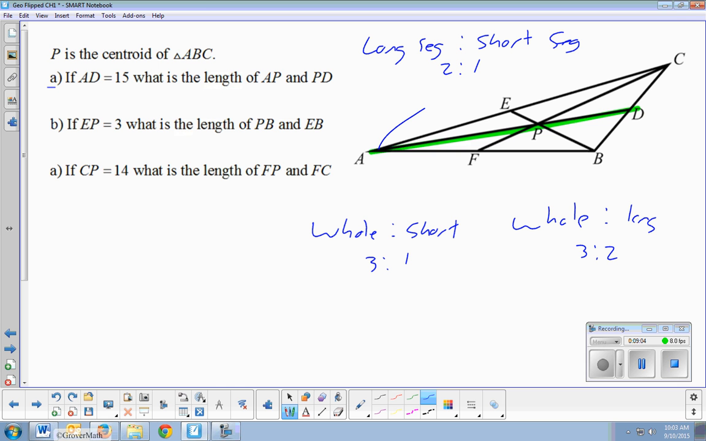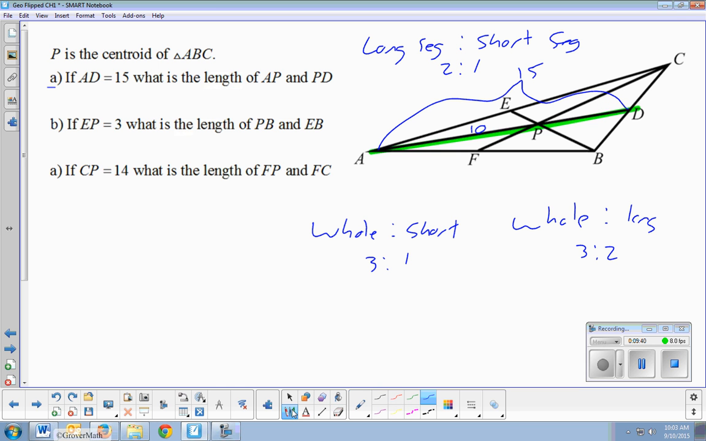So what that means is if you know that, like in this part here, part A, AD is 15. So if this whole length is 15, my small piece is a third of that. And a third of 15 is 5. And my long piece is double that, 10. So 15 to 5 is a 3 to 1, the whole to the short. 15 to 10 is 3 to 2. And the two segments together, 10 to 5, that's a 2 to 1 ratio. So if you know the whole thing, divide it by 3 to get the smaller piece, and then double it to get the longer piece.